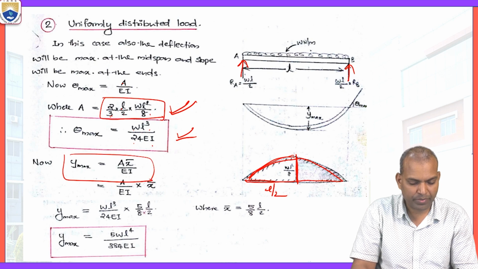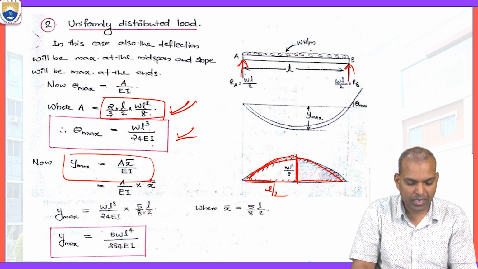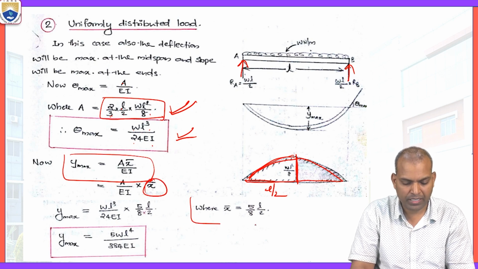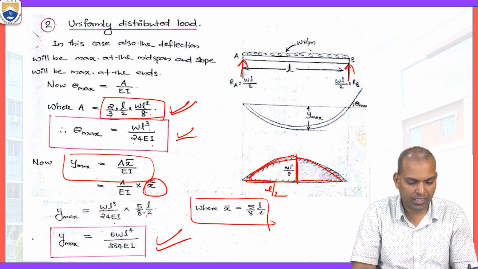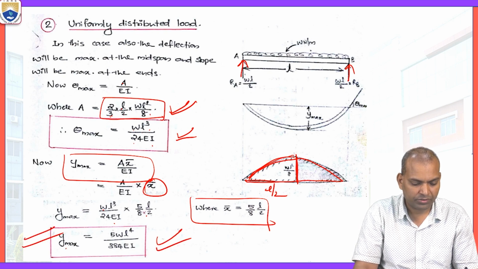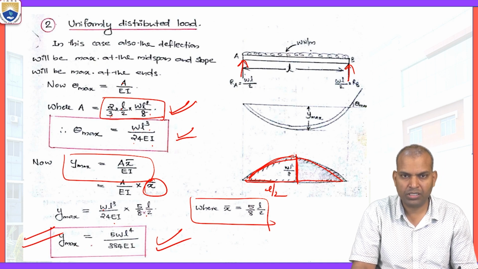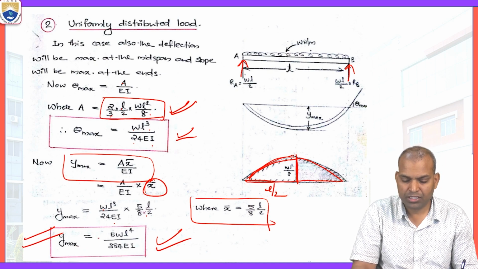Now A x bar by EI. What is the x bar? The A value you know, that is 5 by 8 times L by 2. Substitute here the A value and x value by EI. That is 5 WL power 4 by 384 EI. We derived this already by using the double integration method.